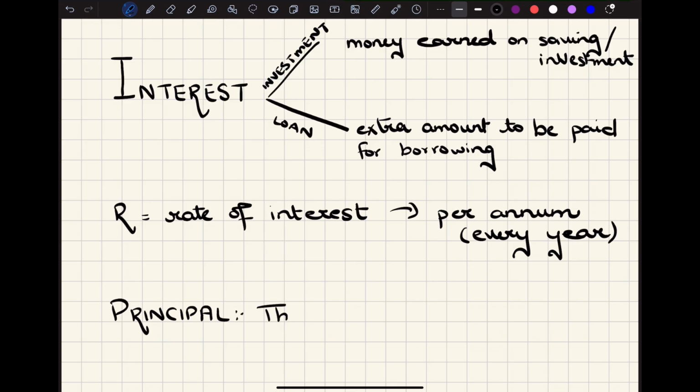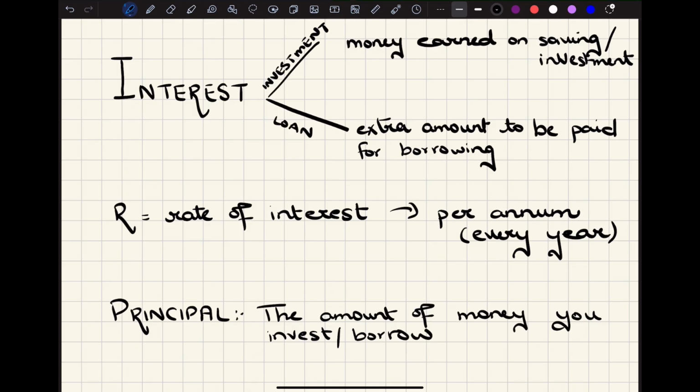The amount of money you invest or borrow. The rate of interest is always in percentage. So the key terms involved are interest, the rate of interest, and the principal amount.